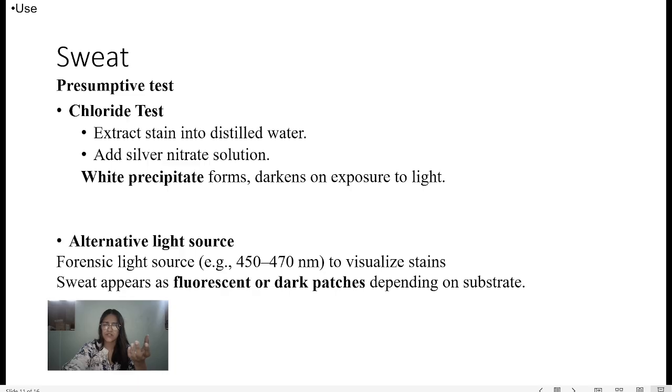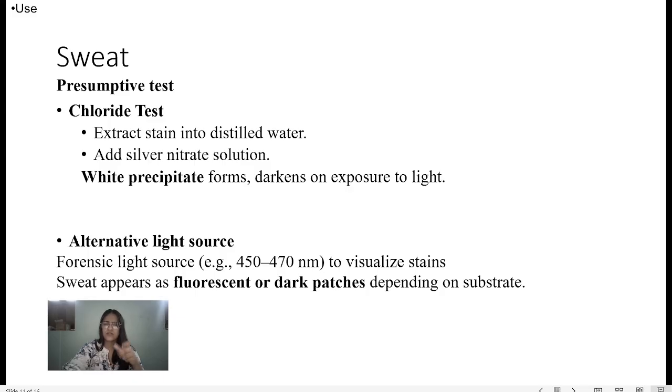The next presumptive test is the alternative light source. The principle of this test is that sweat stains may fluoresce under certain wavelengths of light, which is basically blue light. How to use it? We just have to use the forensic light source, for example 450 to 470 nanometer, to visualize the stains. The result of this test will be that sweat appears as fluorescent or dark patches depending on the substrate.